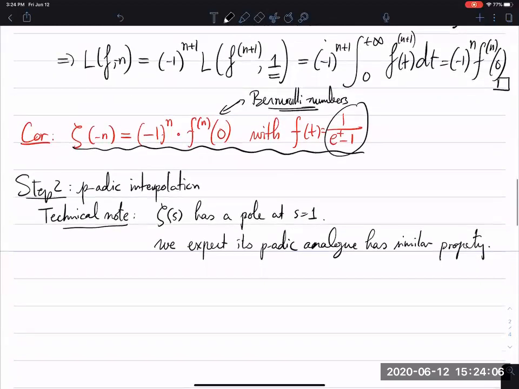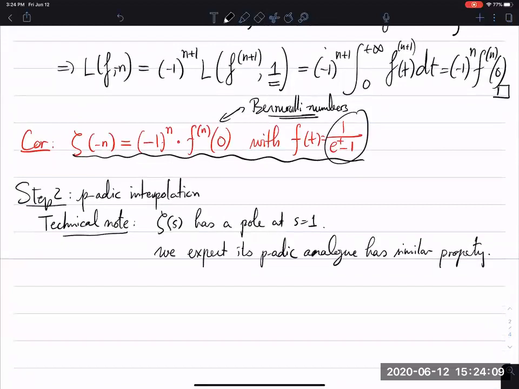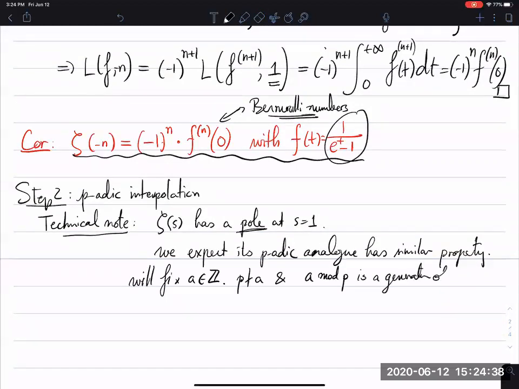This is a little bit annoying. To avoid the pole here, which is usually something annoying, what we'll do is fix an a in Z. In fact, I want to fix a in Z such that p does not divide a, and also such that a mod p is a generator of (Z/pZ)^×.